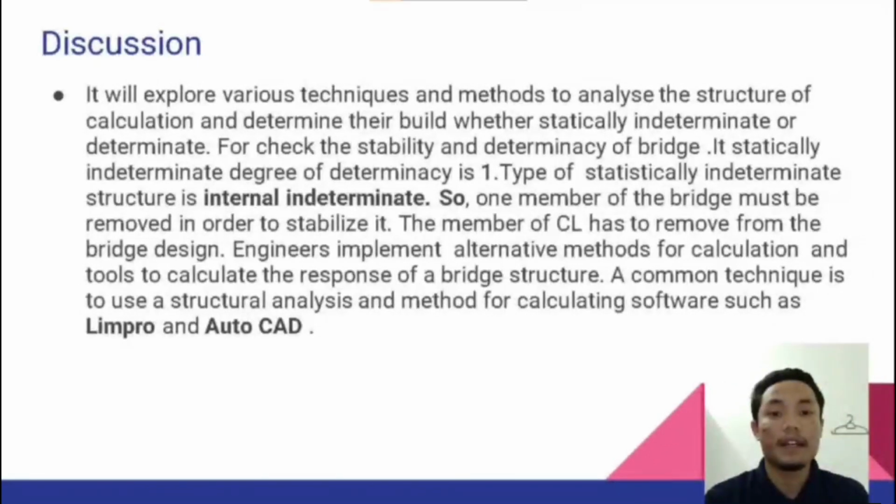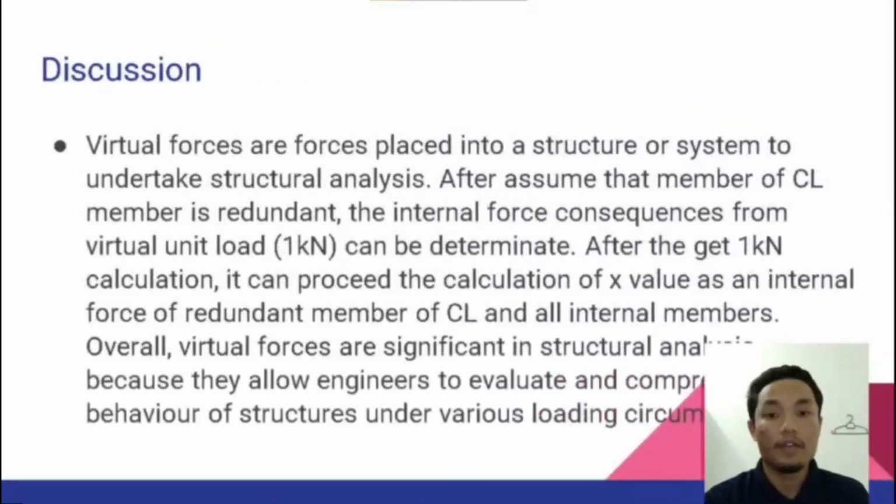In engineering, we implement alternative methods of calculation and tools to calculate the response of the bridge structure. A common technique used for structure analysis and calculation is software such as LIMPRO and AutoCAD. Virtual forces are forces placed into a structure or system to undertake the structure analysis. After assuming that member CL is redundant, the internal force resulting from the virtual unit load 1 can be determined. After getting the 1 kilonewton calculation, we can proceed with the calculation of the X value as the internal force for the redundant member CL and all internal members.